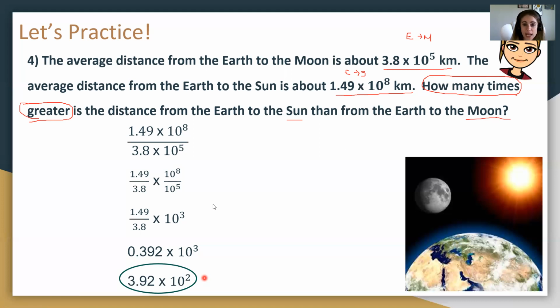So if I go back and I'm just going to specifically read the question: how many times greater is the distance from the Earth to the sun than from the Earth to the moon? All right, is that what I did? Yep, I divided. So then when it comes to labeling my answer, the distance from the Earth to the Sun is 3.92 times 10 to the 2 kilometers greater than the Earth to the Moon.